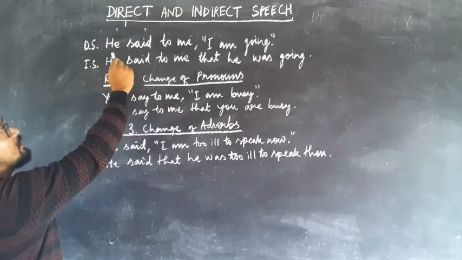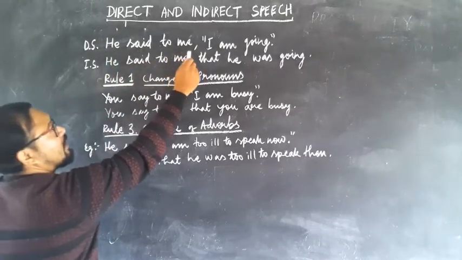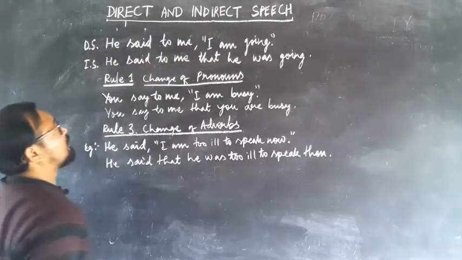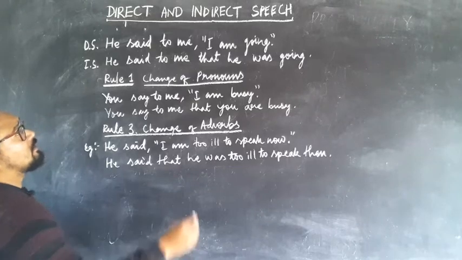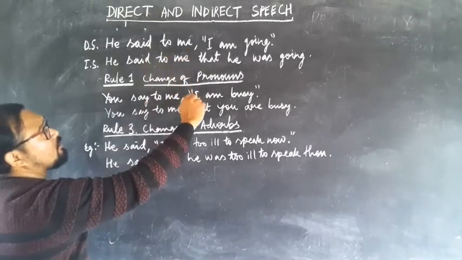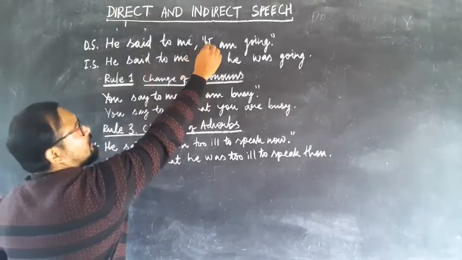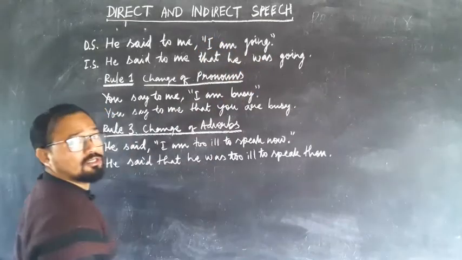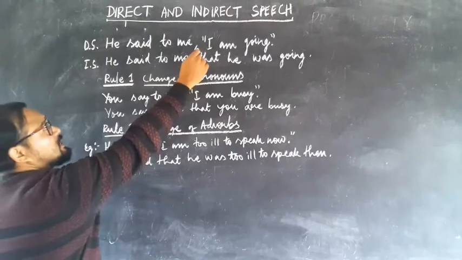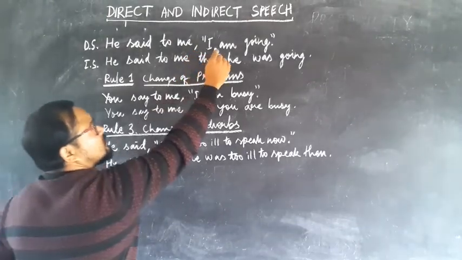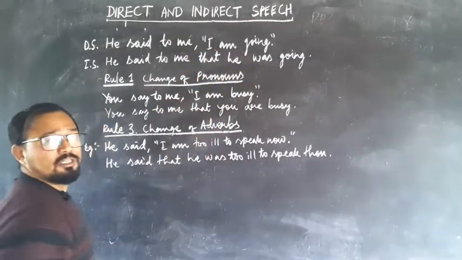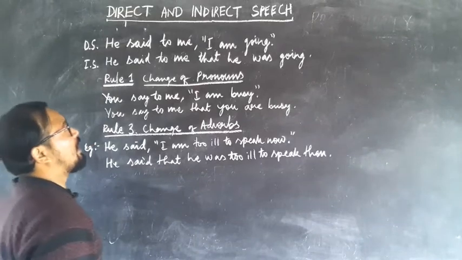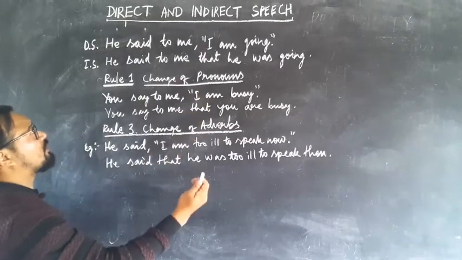He said to me, "I am going." Now, this is direct speech. How will you know? Here is a comma, and the sentence "I am going" is in double quotation marks. This indicates it is direct speech, the actual words spoken by the speaker. In indirect speech, it will be the reported form.